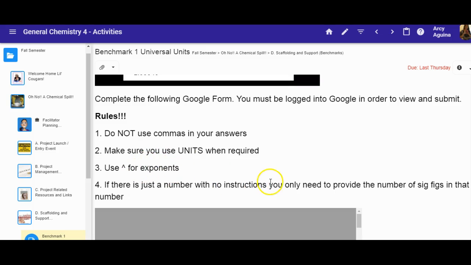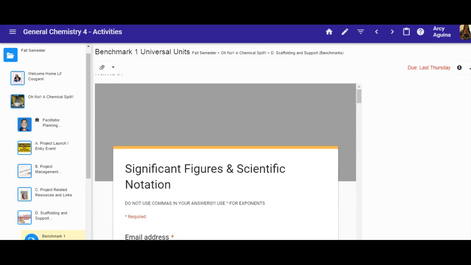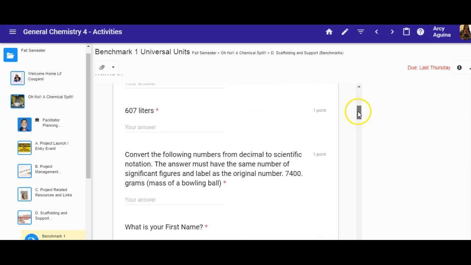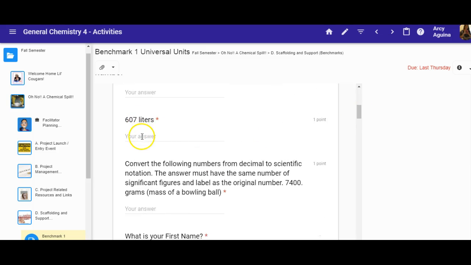Use the little caret for your exponents, and if there's just a number with no instructions, you only need to provide the number of significant digits in that number. That means just give me a number. Don't write significant digits. For example, this one is a number with no instructions. So for this one, you would just tell me the number of significant digits. This one follows the sandwich rule. If there are two significant digits on the outside of a 0 and it's sandwiched in there, it does count. So for this one, the answer would be 3. And that's all you write.